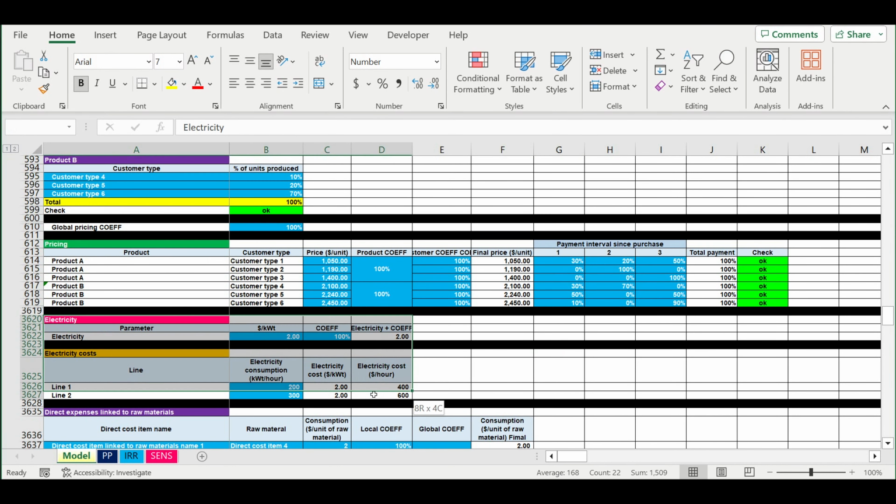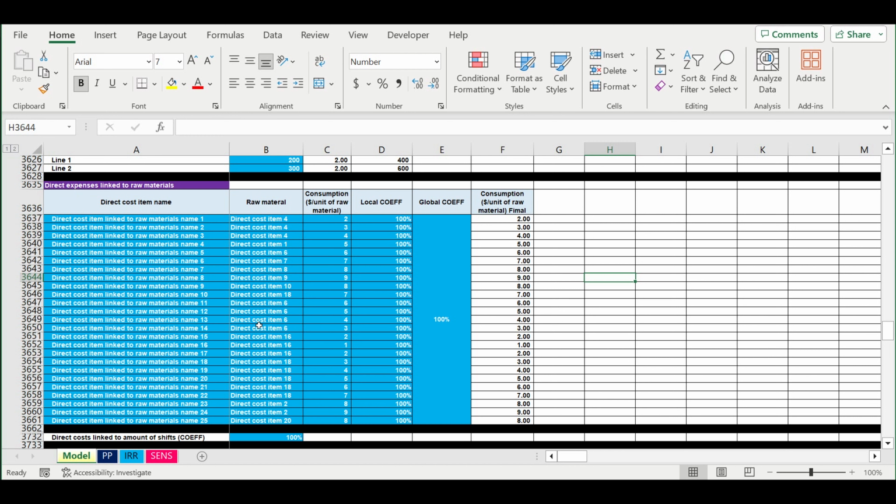Then we move to electricity costs. We start with specifying cost per 1 kilowatt. Then we set up the consumption of kilowatts per hour for each manufacturing line. Here we are adding coefficient as well.